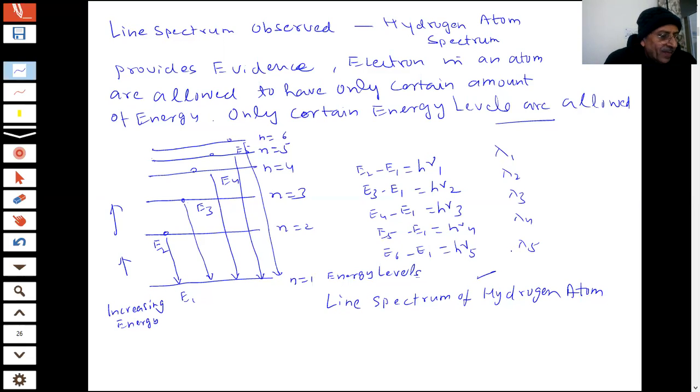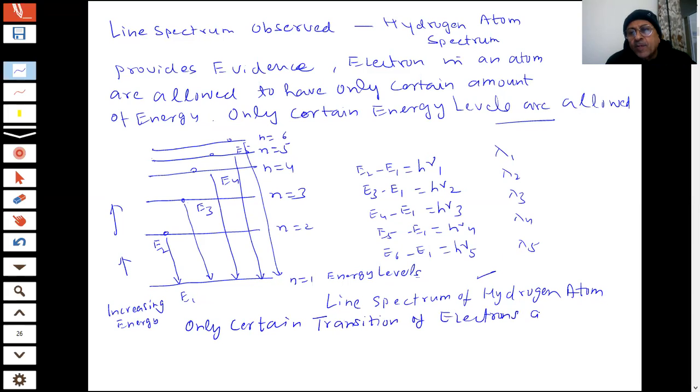So students, for electrons in energy levels, only transitions between two discrete energy levels are possible, and a line spectrum is produced. If electrons in an atom could have any energy, then all transitions would be possible. Only certain transitions are allowed. Only certain transitions of electrons are allowed, students. Therefore, we get, student, only certain lines in the spectrum of hydrogen.